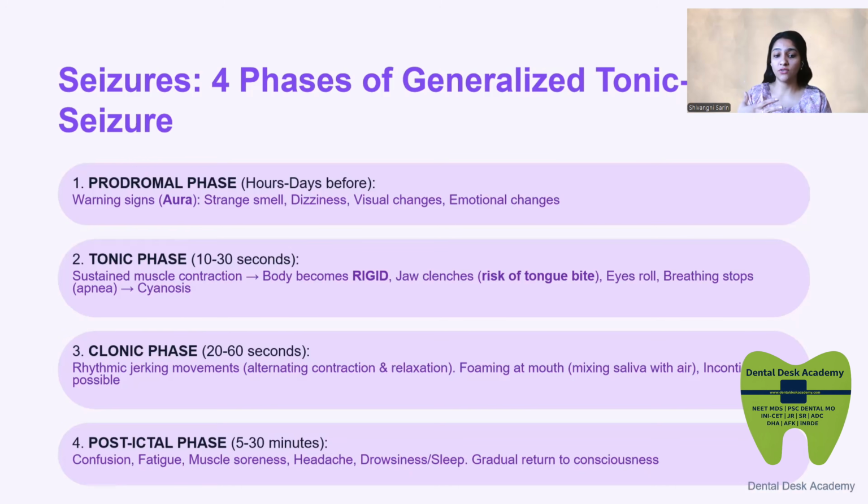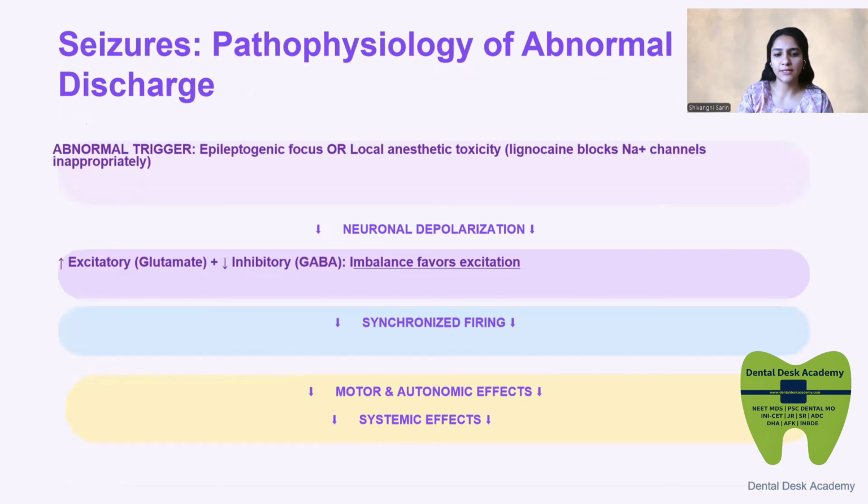Next, the tonic phase, where your body will become rigid and the jaw will become clenched. During this phase, the tongue bite risk is very high. It's very dangerous because there's a huge indentation on the tongue then. Breathing may stop, cyanosis may occur. Clonic phase, again, those alternating contraction and relaxation movements, and foaming at the mouth may occur. Eventually, once the seizure is over, the patient will feel very sore. He'll be very tired. There'll be a lot of headache, and they'll eventually return to consciousness.